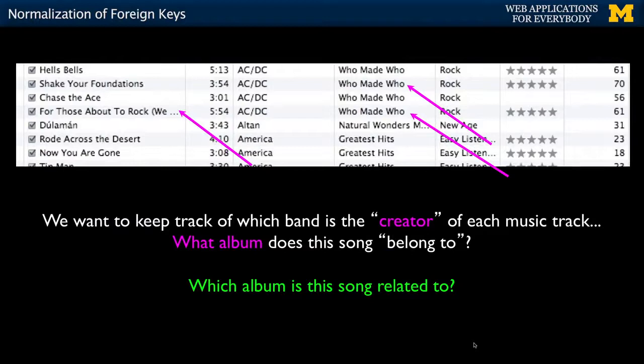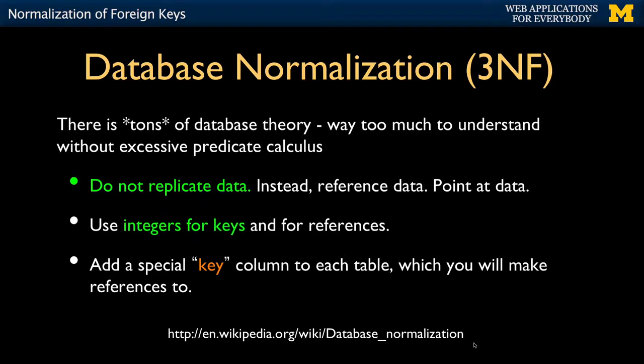We need to keep track. Like, we can't just say the tracks are in one table and the albums are in another table. We need to connect rows of track table to the corresponding row of album tables. So we still have to keep track of this stuff. We just don't get to have this vertical duplication of string data. This is what's called database normalization. It's what we've been doing.